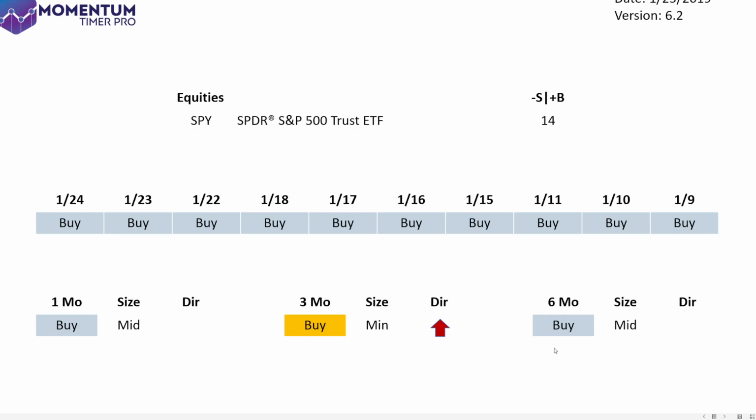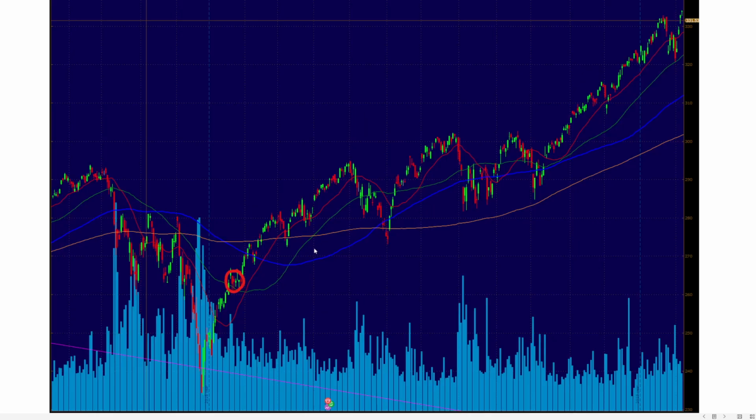Now, you're probably in an uptrend or the beginning of an uptrend because you've got all these buy signals here. The 6 month signal is sitting at mid. The 1 month is at mid. So potentially what it's telling you is you're in the early stages of a rally, and that's what you're looking for. So let's look at a chart here.